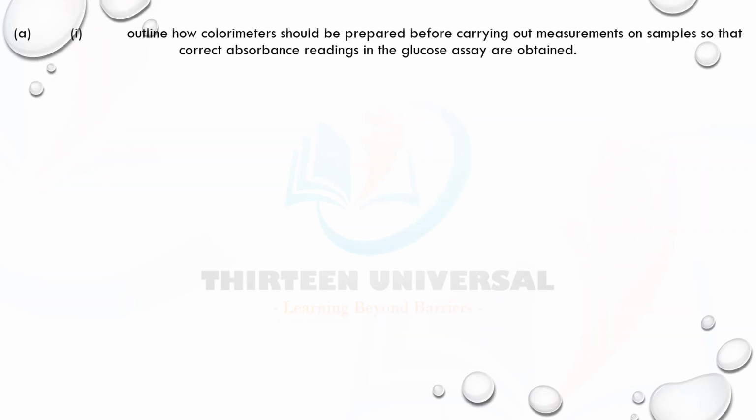All right, let's go on, guys. We don't have time. Now the first question there: outline how the colorimeter should be prepared before carrying out measurements on samples so that correct absorbance readings in the glucose assay are obtained. Pause this video and try to solve it. I've already given you a clue. This is just about 1 or 2 marks. How do we prepare our colorimeter?